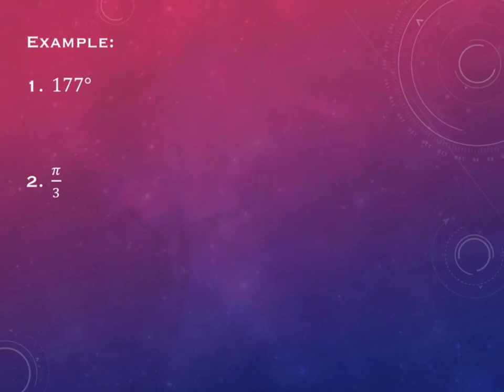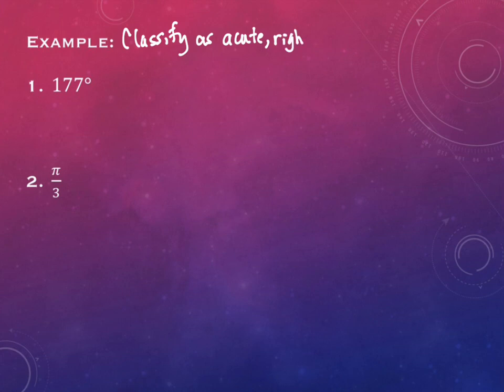All right, so right here. This question asks, I don't know why the directions are not on there, but they're on your paper, to classify as acute, obtuse, or straight.